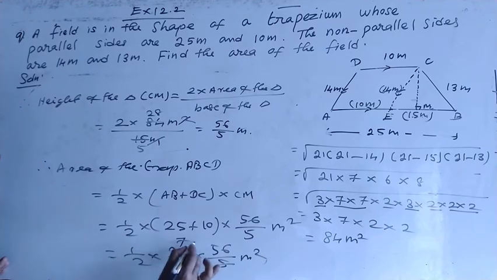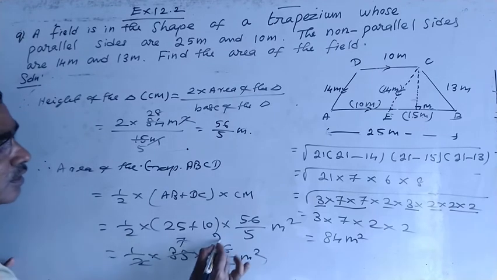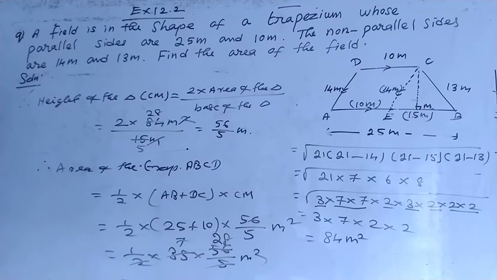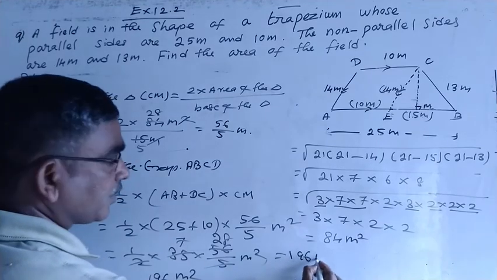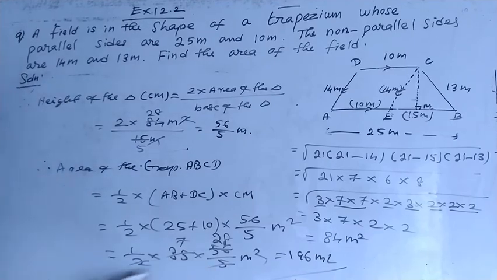5 ones are, 5 sevens are, 2 ones are, it is 28. So 7 into 28 multiplied, 7 28s are 196 meter square. That is 196 meter square. I hope you understand.